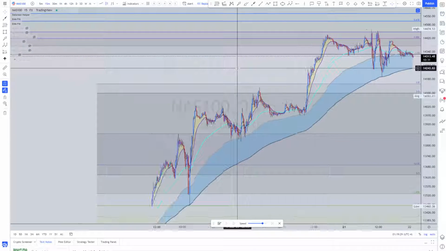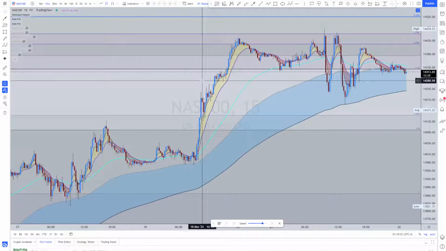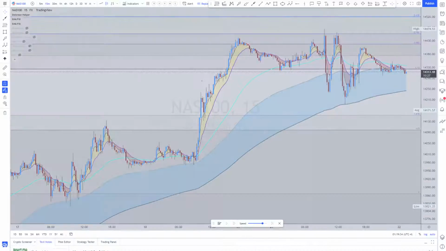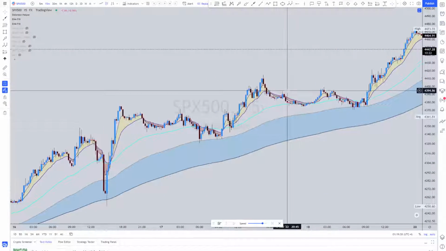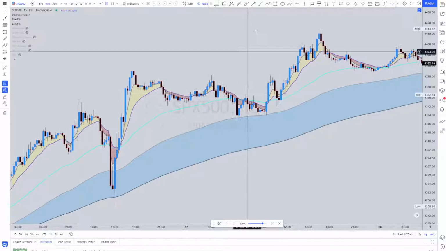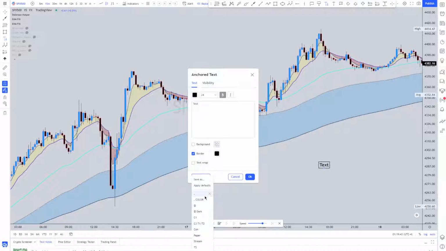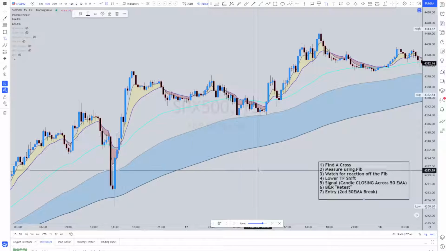Let's go look at something like NAS. SPX actually. I think SPX did something a little bit better. Yeah, so let's come over here. Just a quick recap real quick. Let me bring up the steps. Boom, boom, boom. All right, so what are we looking for?